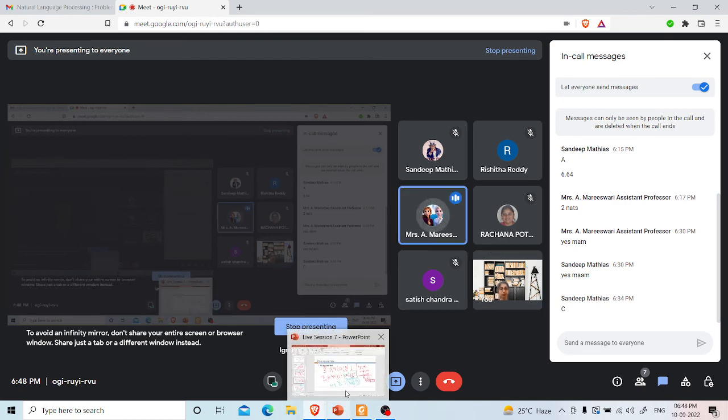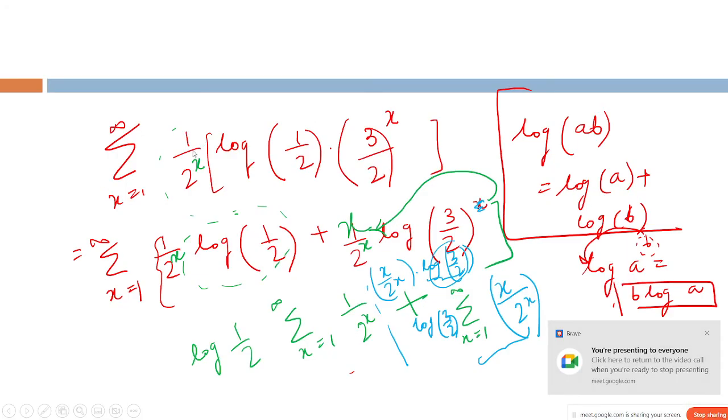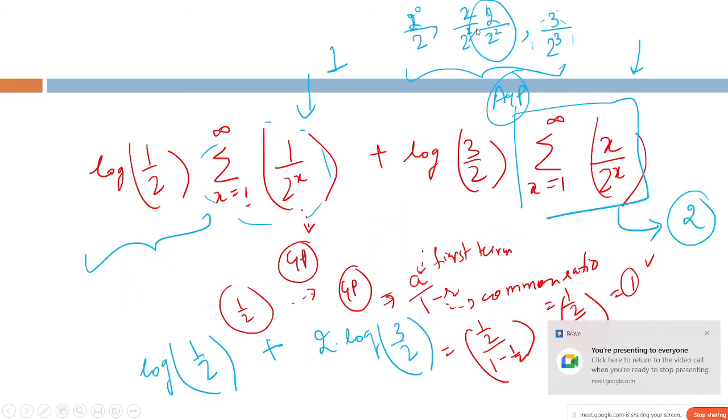Ma'am, can you tell once again how the log second term is reduced? You just apply this AGP series here, no? We studied it back in class 12th. How will you conclude it? You apply this formula, no?